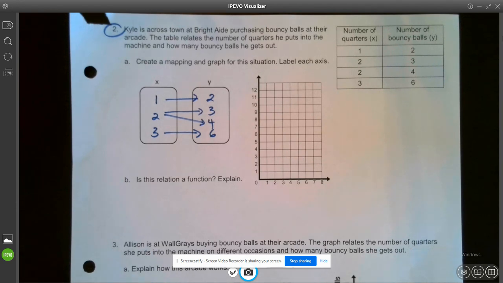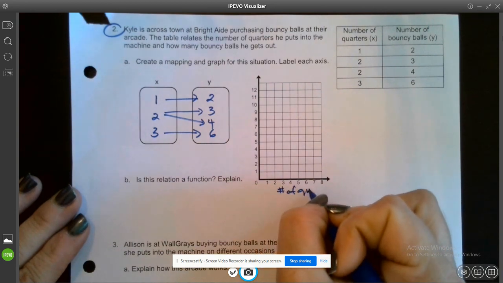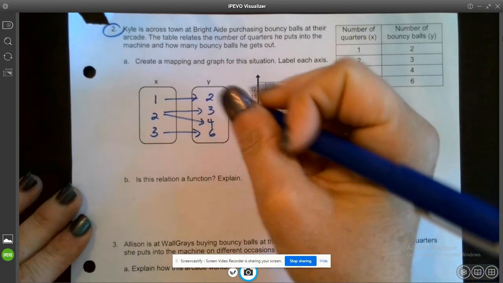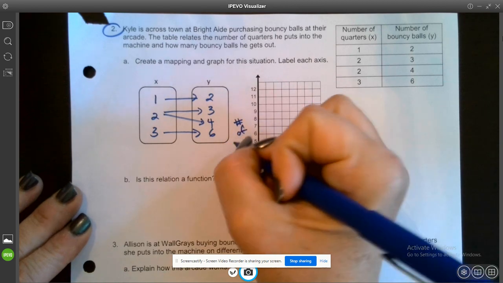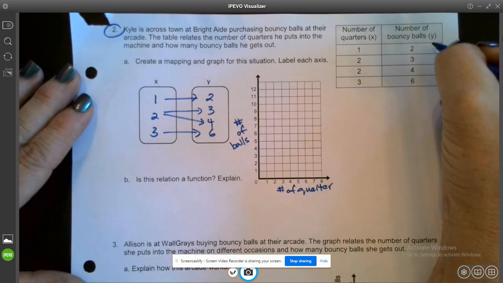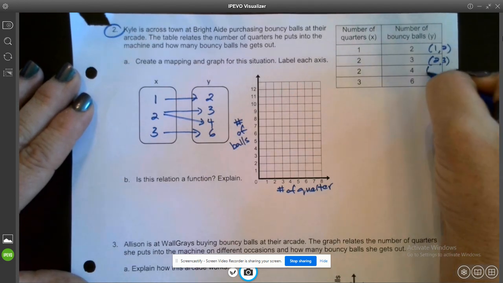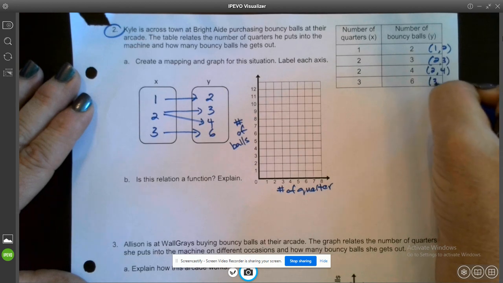And okay, so let's see what we got here. So now we got to graph it. No big deal. So here we got number of quarters. And then, of course, we're going to do the number of bouncy balls. And we're going to label it. We've got 4 fabulous points here. We got 1, 2. We've got 2, 3. 2, 4. 3, 6. And here we go.